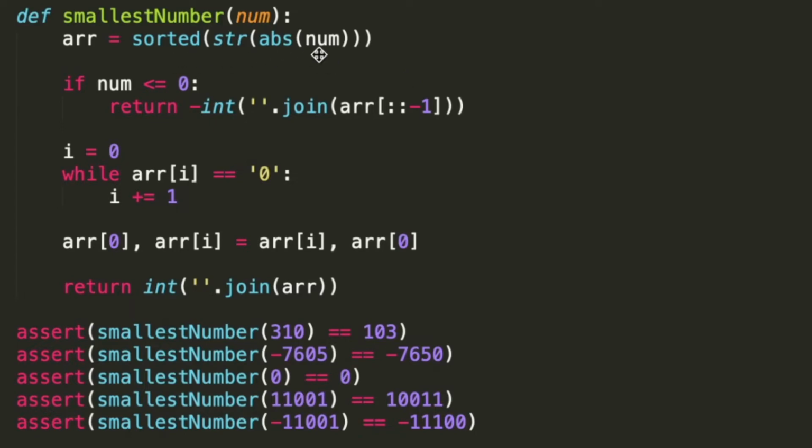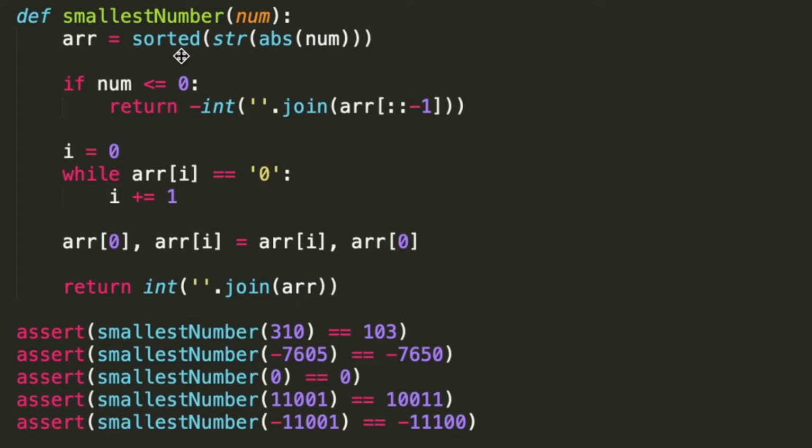First step, sort the digits. This makes sure there's no minus sign inside. If the input is negative, reverse the sorted digits, convert it into an integer, and add the minus sign. If the input is positive, find the first non-zero digit. If there's a leading zero, then swap with it, or swap with itself. Then convert it into an integer. That's it. Very simple, right?